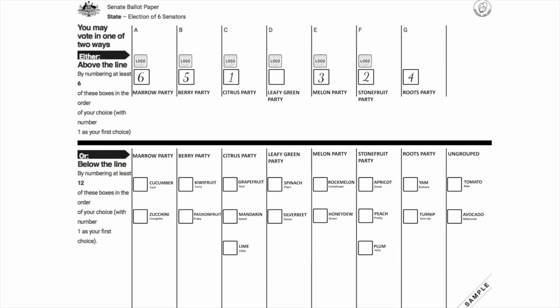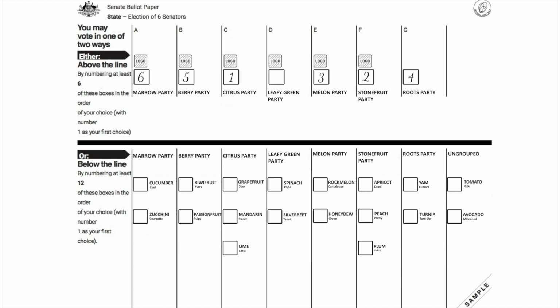I will finish how to fill out the above the line voting. It's pretty straightforward. If you can understand below the line voting, you can understand above the line voting. In the example we use, citrus party of course would be number 1, stone fruit would be number 2, and then I would move on to melon, number 3. From there, I would probably go roots, number 4, berry, number 5. And like I said just before, I don't want anything near the leafy greens at all, so I'm going to put 6 next to marrow.